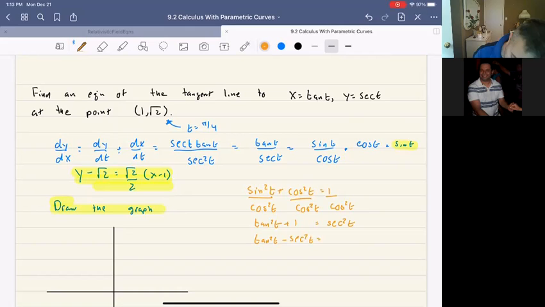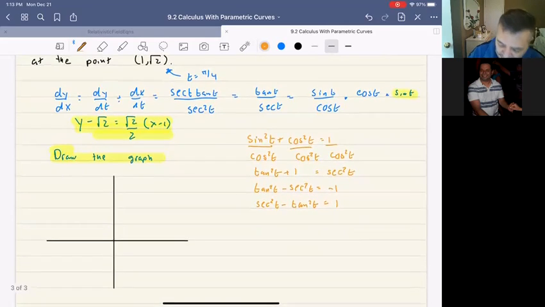or tan squared of t minus secant squared of t equals -1. So rather, secant squared of t minus tan squared of t equals 1. So now this is y squared minus x squared equals 1. What kind of graph is that? That's right, it's a hyperbola. A hyperbola.